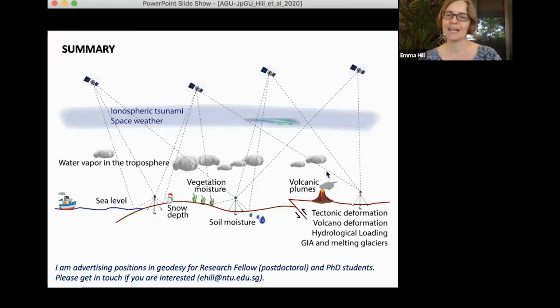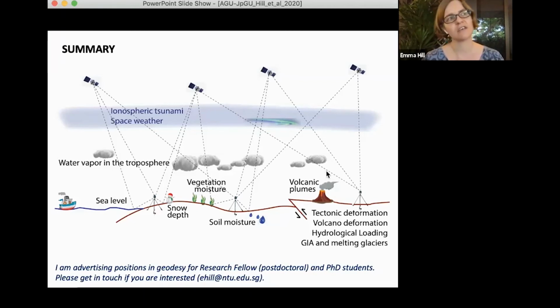They can look at climate change, they can look at sea level rise, they can look at droughts and reductions in snow depth, they can look at ionospheric tsunami, they can look at processes of cloud formation and precipitation. So I think that's really exciting.